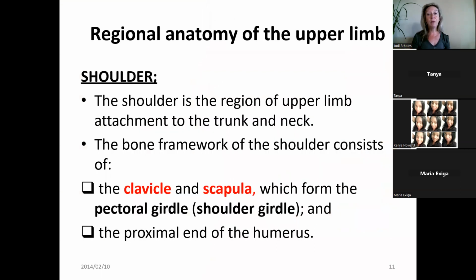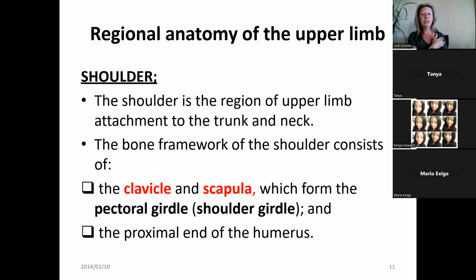Let's go through the anatomical landmarks of the shoulder, the upper limb. So the shoulder attaches to the trunk. We've got the clavicle. We've got a scapula, the shoulder blade, and that forms the pectoral girdle, or our shoulder girdle. So this region, the collarbone and the scapula, form that shoulder girdle. Much like we have a pelvic basin, we have a shoulder girdle.